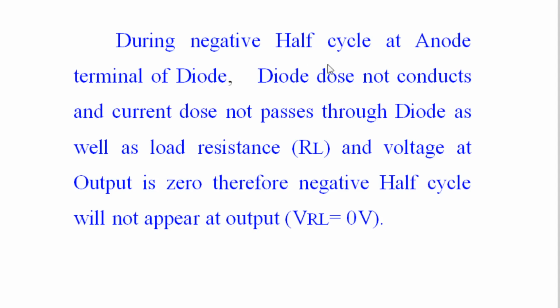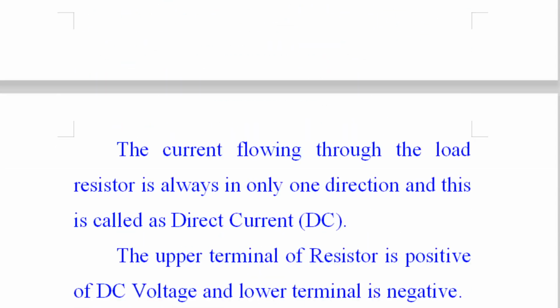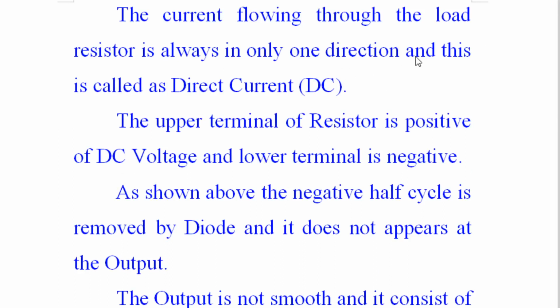Now, during the negative half cycle at the anode terminal of the diode, the diode does not conduct and current does not pass through the diode as well as the load resistor, and the voltage at the output is zero. Therefore the negative half cycle will not appear at the output, that is VRL is equal to 0. The current flowing through the load resistor is always in only one direction, and this is called direct current, that is DC.